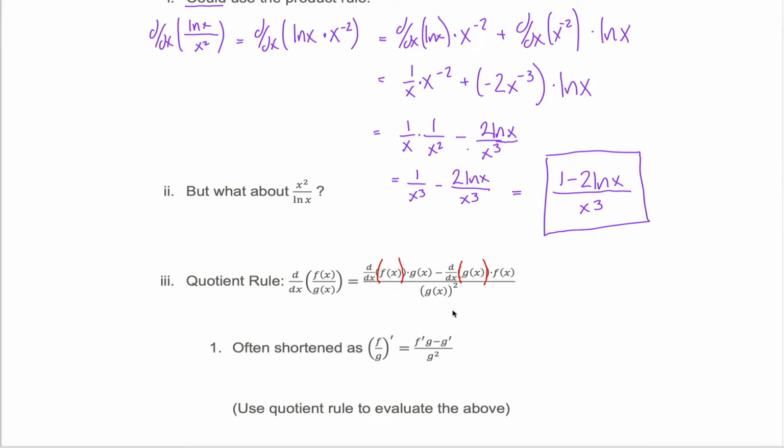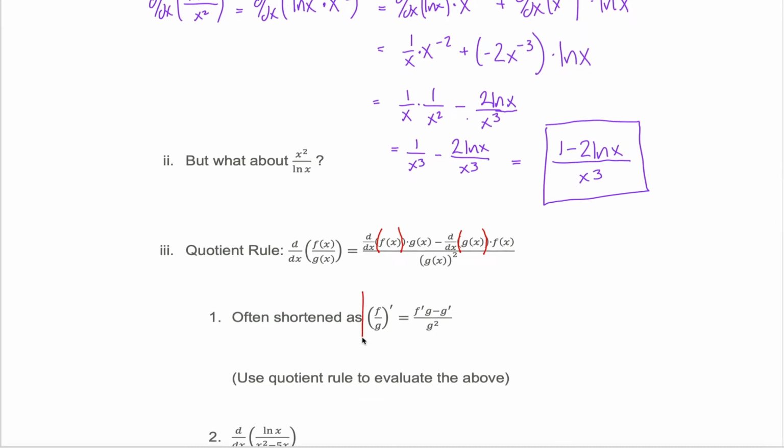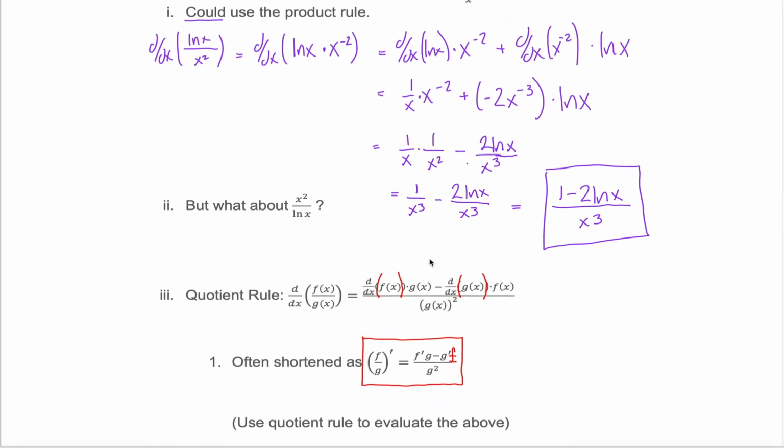Rarely do people memorize the quotient rule in this form because you can write it shorthand in this form, which is so much easier to look at. f over g, prime, is f prime g, the derivative of f times g, minus g prime f, that's kind of important, there has to be an f there, divided by g squared. Okay, I think I got the formula for the quotient rule. Can I actually see it in action?